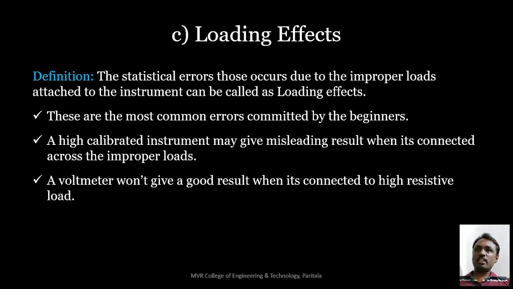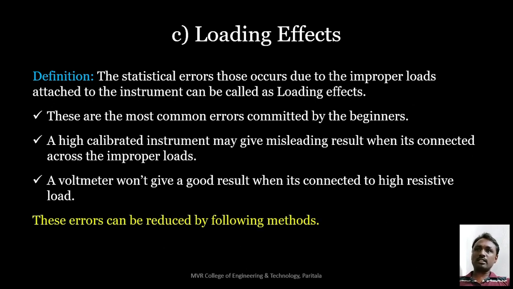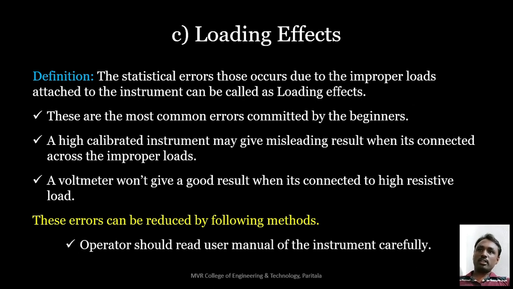We have a problem for this, and by doing that problem we can know how a voltmeter cannot read a proper voltage when connected to a high resistive load. You can see that in the problem. These errors can be reduced by the following methods. The operator should read the user manual of the instrument carefully, to know for which load the instrument is meant, so that we can connect it properly and proceed with the measurement.